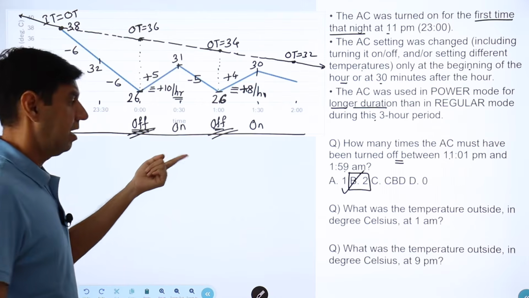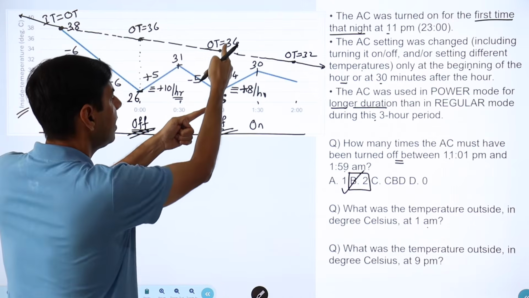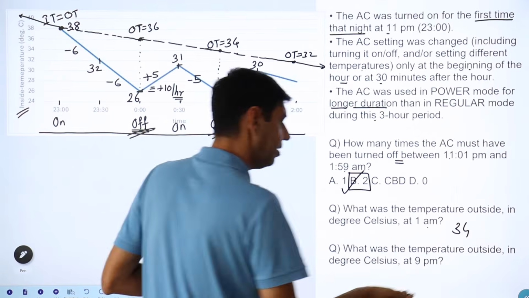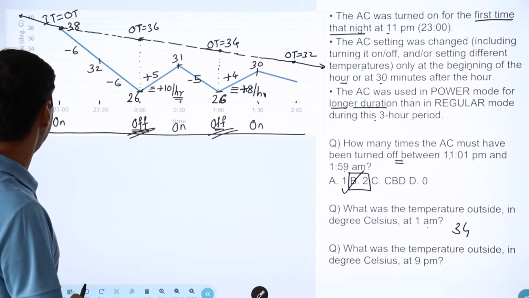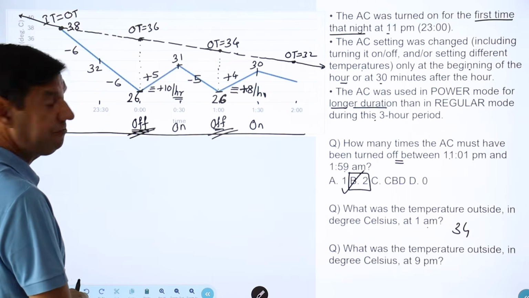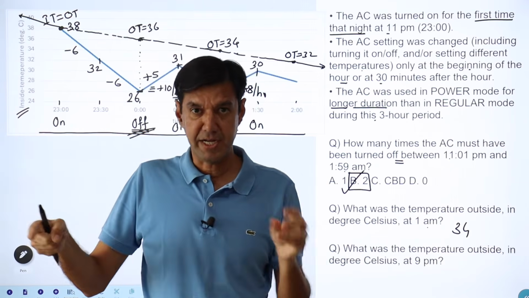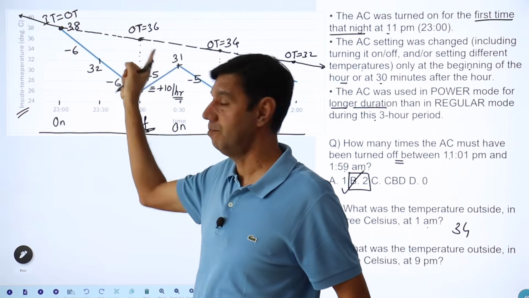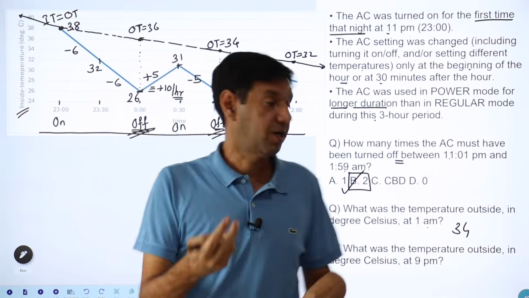That's it. Right? What was the outside temperature in Celsius at 1? At 1, the outside temperature was 34. Done, over. What was the outside temperature at 9 p.m.? 9 p.m. you have to go before this. This is 11. 11 to 10, 10 to 9, 2 hours. So it will go what? Every hour 2 drops. So going backwards, every hour 2 increase. 38, 40, 42.